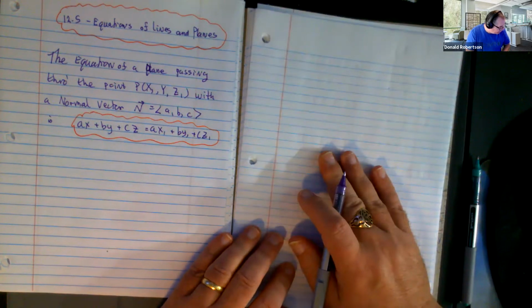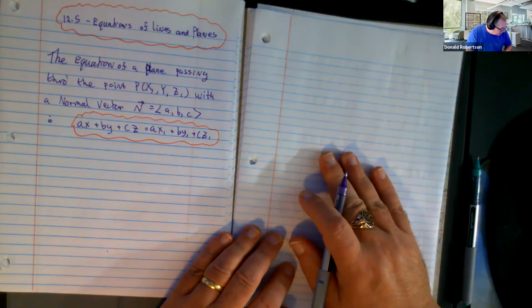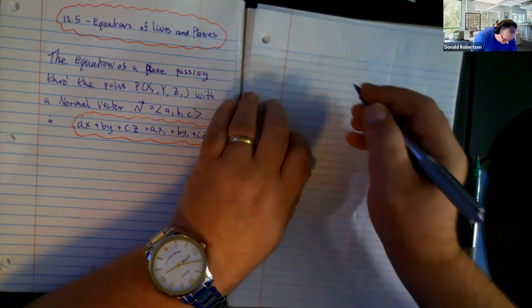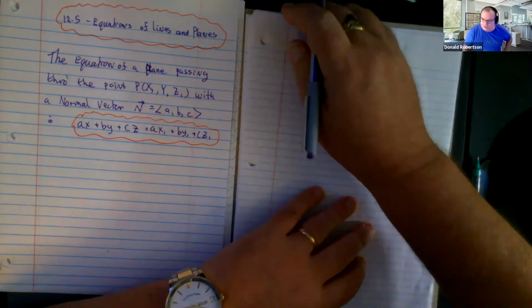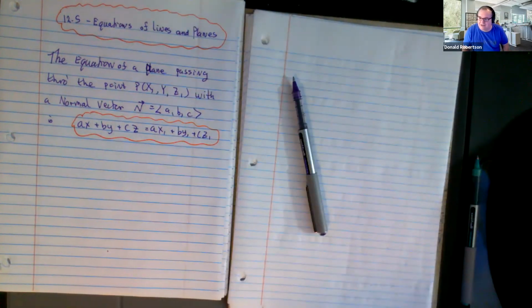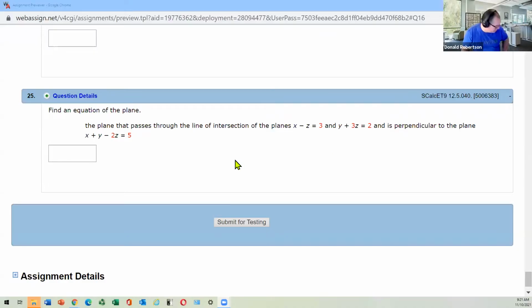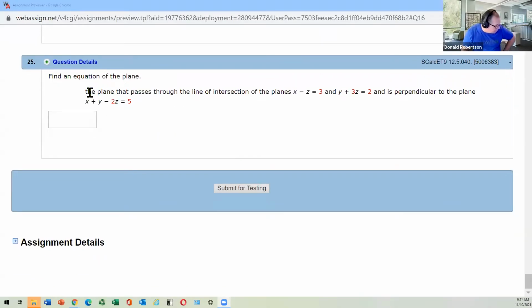Find the equation of a plane. Okay. This is a killer. Let me show you the question first, and that way I can kind of break it into its pieces later. We want to find the equation of a plane that passes through the line of intersection of this plane and that plane, and is perpendicular to this third plane. Whoa.